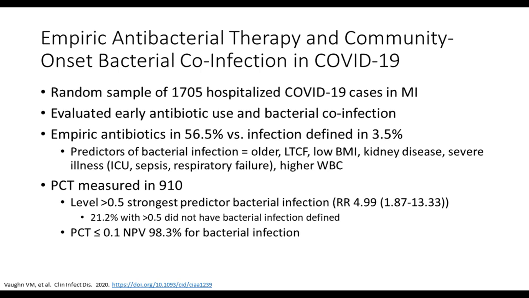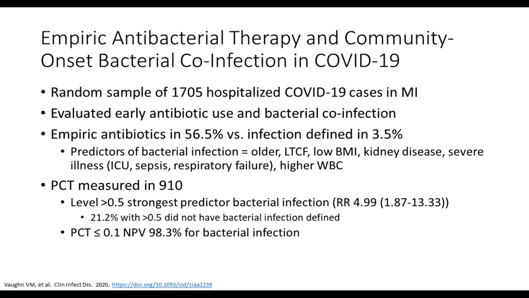In fact, I'd call it very uncommon. The predictors of bacterial infection were being older, from a long-term care facility, malnourished, having kidney disease, being really sick, or having leukocytosis. They measured procalcitonin in about half the population. A level of 0.5 was actually the strongest predictor for bacterial infection. But about 20% of those with over 0.5 didn't have a bacterial infection defined.